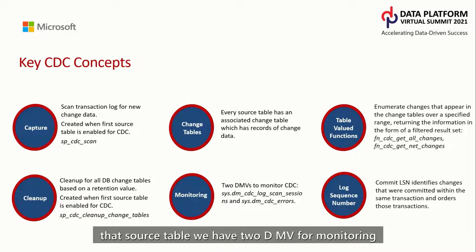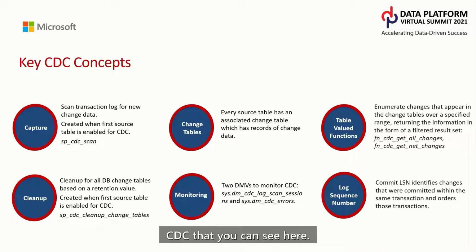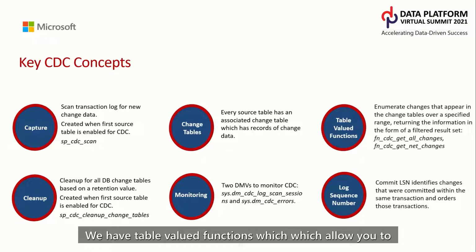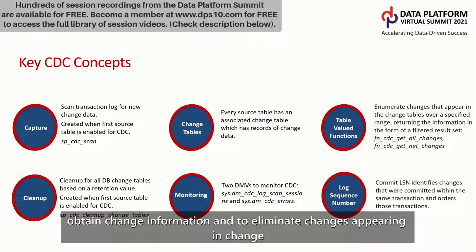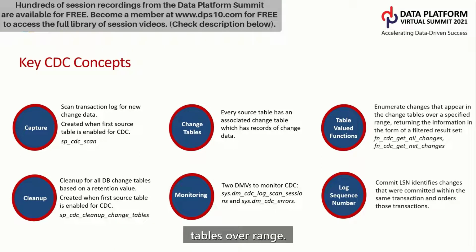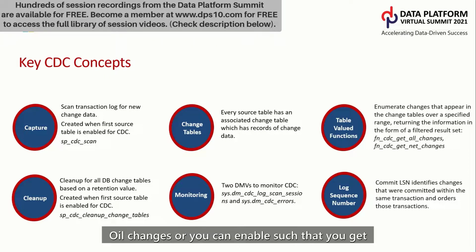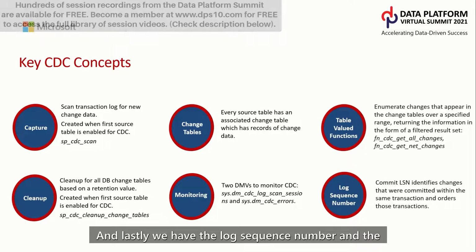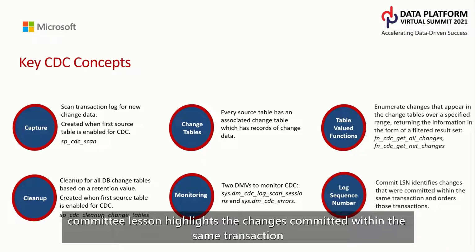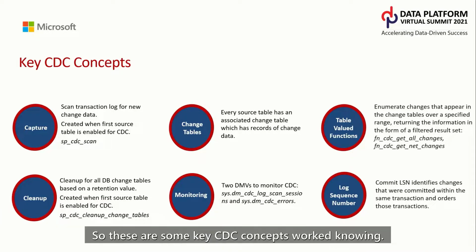We have two DMVs for monitoring CDC that you can see here. We have table valued functions, which allow you to obtain change information and to enumerate changes appearing in change tables over a range. Here you can get all changes, or you can enable it such that you get net changes as well, and you will see that soon in our upcoming demo. And lastly, we have the log sequence number, and the commit LSN highlights the changes committed within the same transaction and orders those transactions. So these are some key CDC concepts worth knowing.